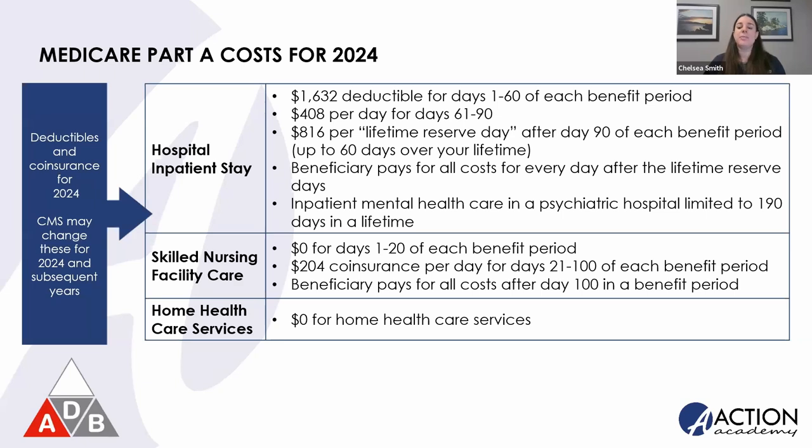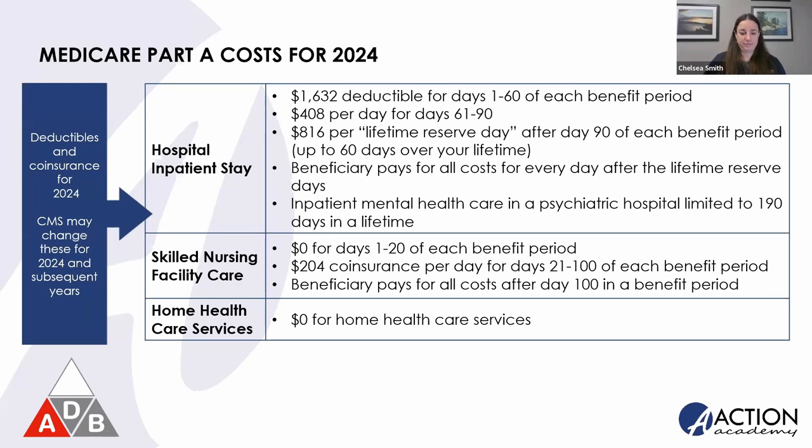Your first 20 days of your benefit period is free. This time we are working with co-insurances, which means that you'll pay a flat rate per day from day 21 to 100. After that, you're responsible for everything. If you need home health care services, Medicare's got you covered, so long as you only need intermittent skilled nursing coverage.